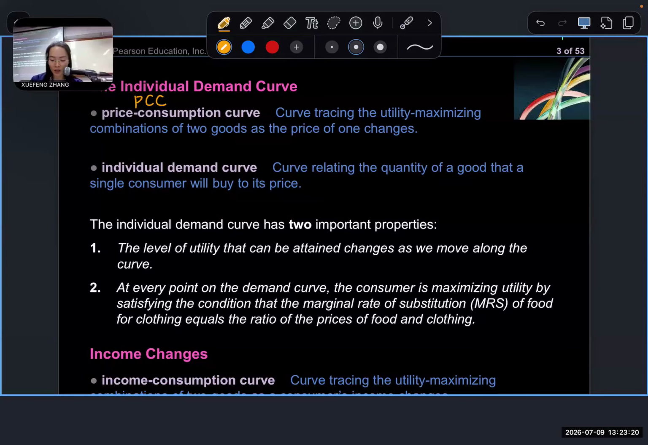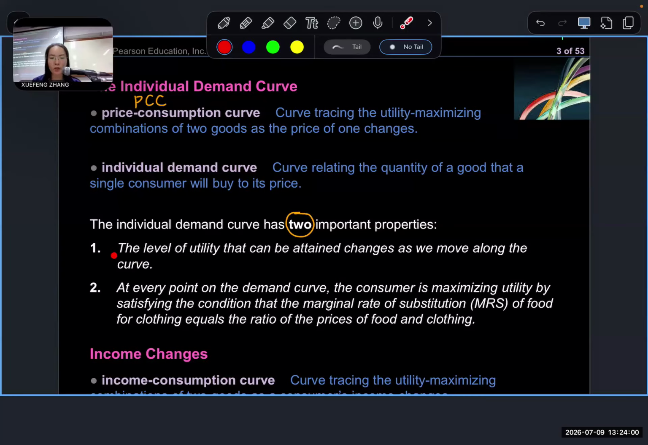The individual demand curve has two important properties. The first one, the level of utility that can be attained changes as we move along the curve. And the second, at every point on the demand curve, the consumer is maximizing utility by satisfying the condition that the marginal rate of substitution, MRS, of food for clothing equals the ratio of the prices of food and clothing. Let me explain it in plain English.